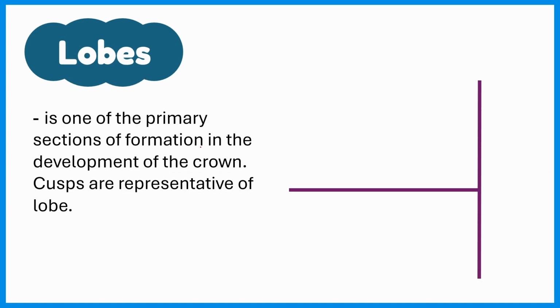All right, lobes. Lobes are by definition just one of the primary sections of formation of the crown. So lobes are what really make up a tooth. Teeth develop in parts, and these parts are called lobes. Usually cusps represent a lobe. So I'll be talking about each type of tooth and the amount of lobes it has.